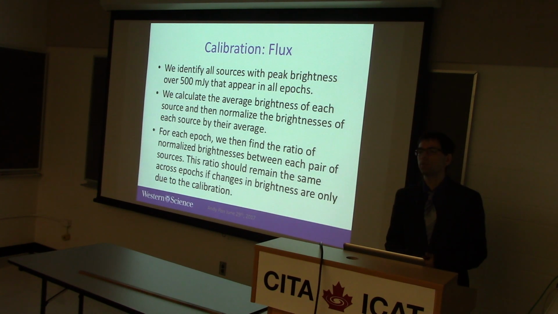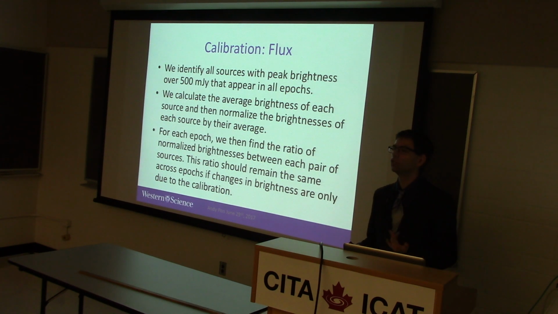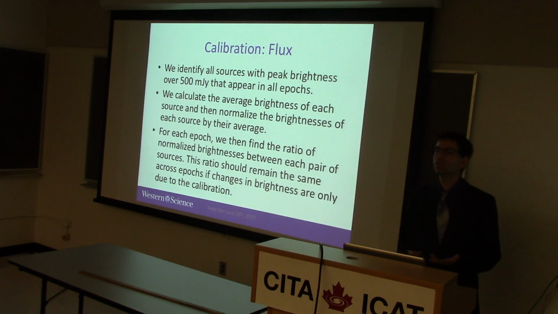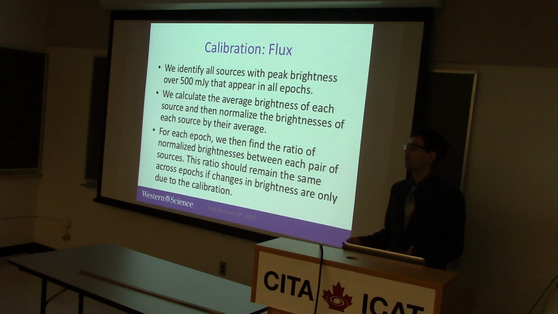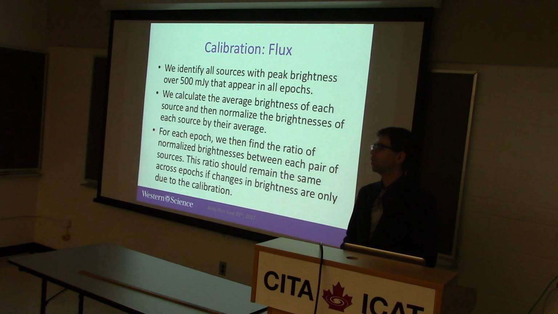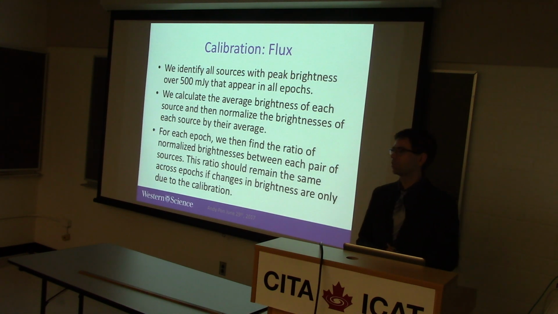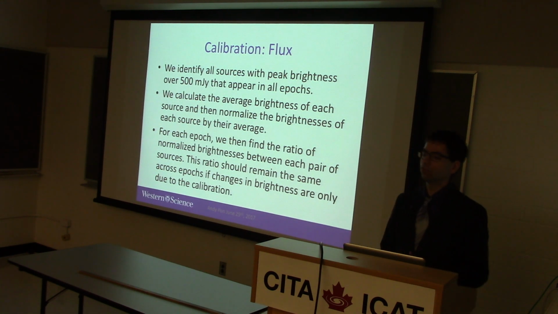What we can then do is take the ratio of these normalized brightnesses between pairs of sources. The idea here is that if it's just a calibration issue, and we screwed up the calibration and everything's 3% brighter, then by taking the ratio of the normalized brightness, that should get everything back down to the same ratio. The ratio shouldn't change if it's just a calibration issue that's uniform across the field.